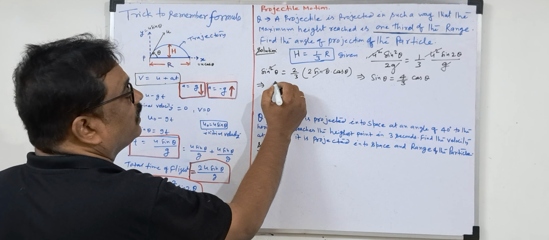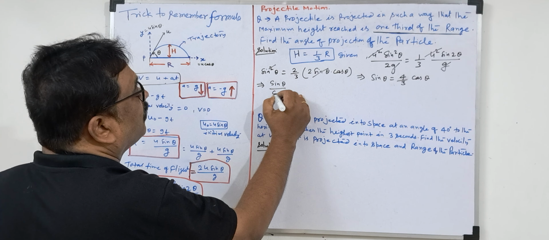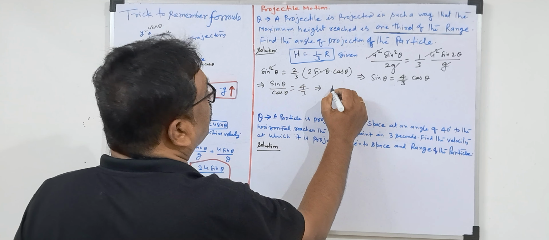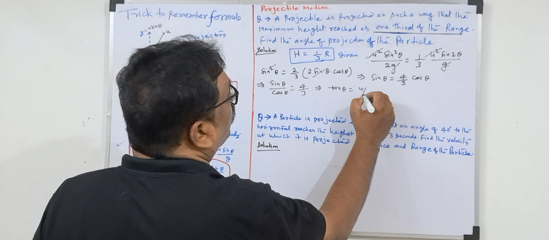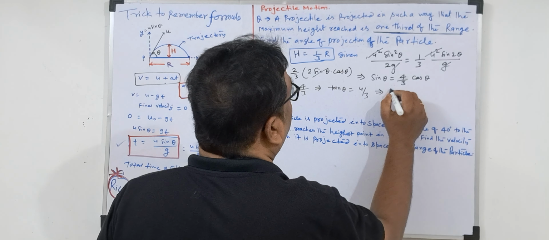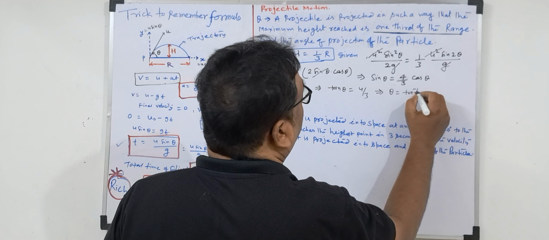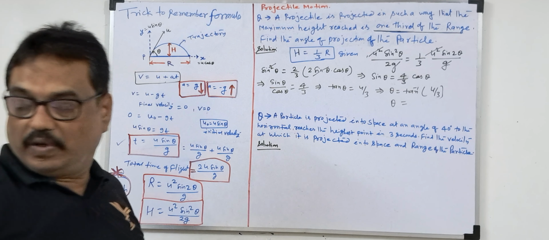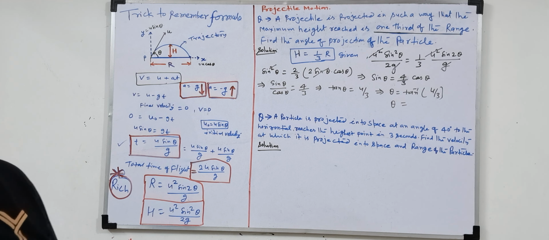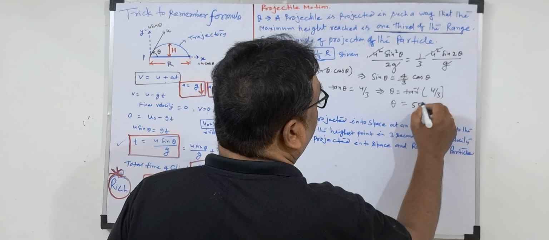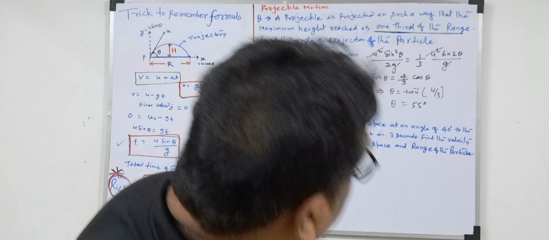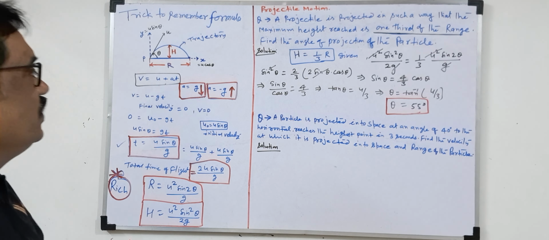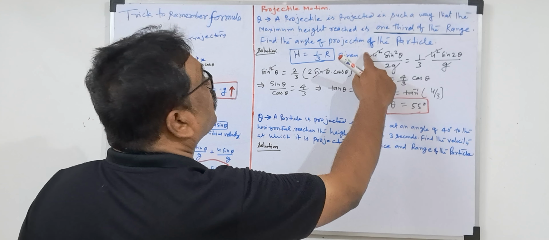Now cos theta we will bring here. So what will come? Sin theta by cos theta is equal to 4/3. That implies tan theta equals 4/3. So we will get theta equal to tan inverse 4/3. If you calculate the theta value, you will get 55 degrees. This is the answer for this question. Now what you are seeing is, if you remember these two formulas, you can solve the question.